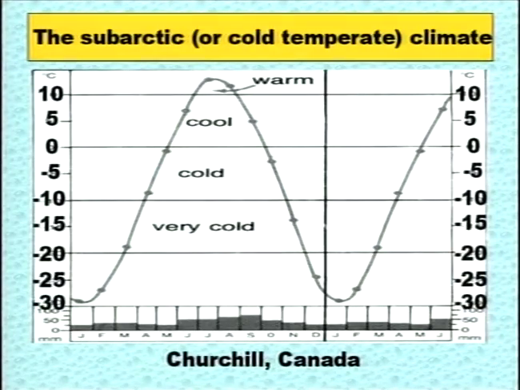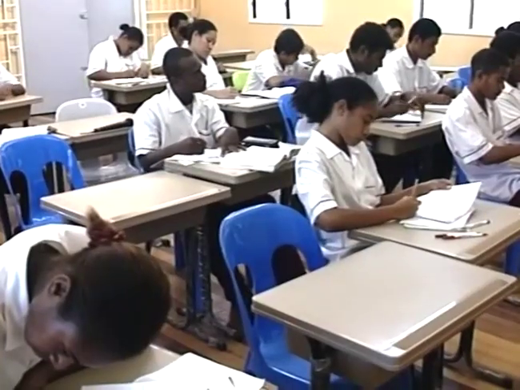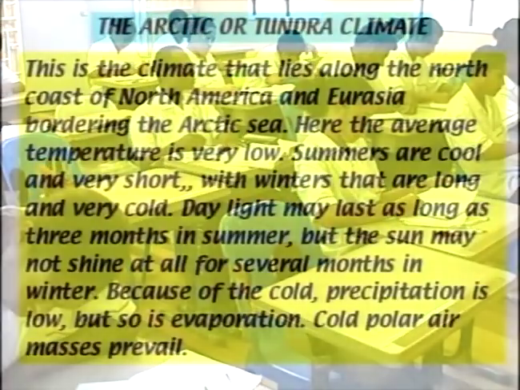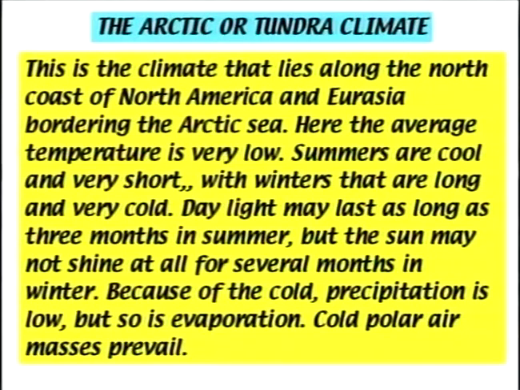Okay, we move on to the next climatic type now, and this time we're looking at the Arctic or the tundra type climate. For the introduction to the Arctic or the tundra type climate, it is stated that this is the climate which lies along the north coast of North America and Eurasia, bordering the Arctic Sea. Here, the average temperature is very low. Summers are cool and very short, with winters that are long and very cold.